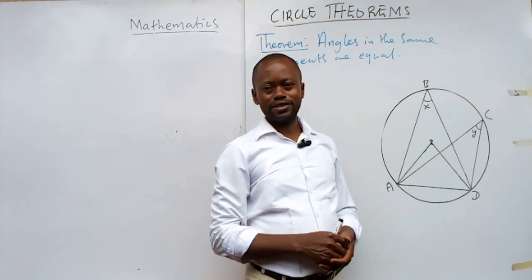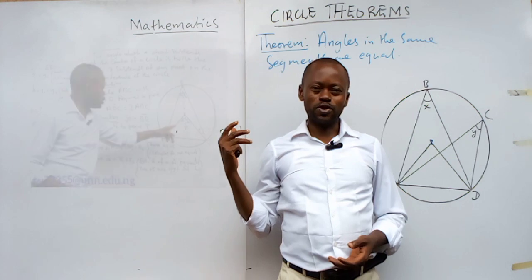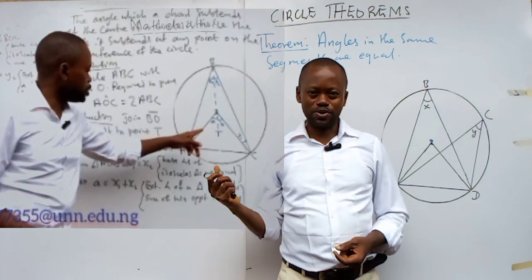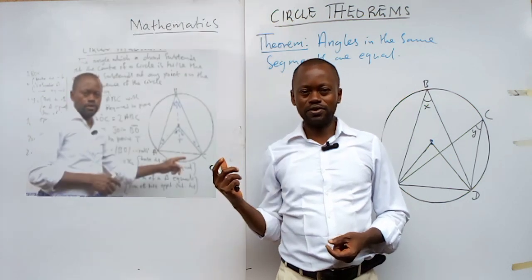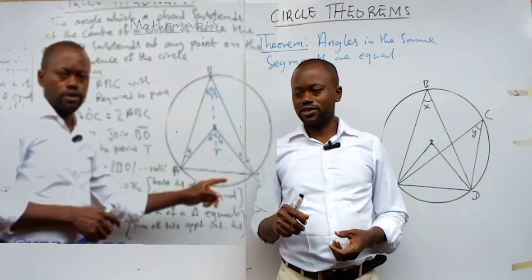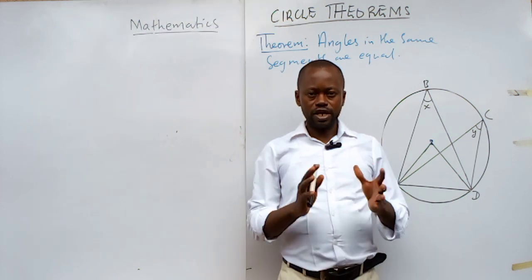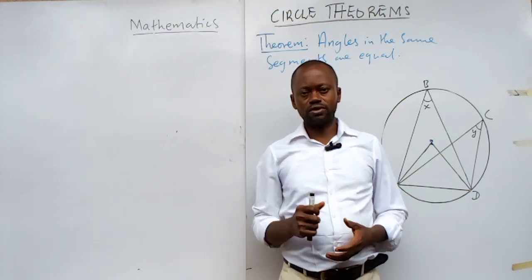In the last class, we were able to show that the angle which a chord subtends at the center of the circle is twice the angle which it subtends at any other point on the circumference of the circle. And we were able to do that proof and clearly show it. So please check out that class.